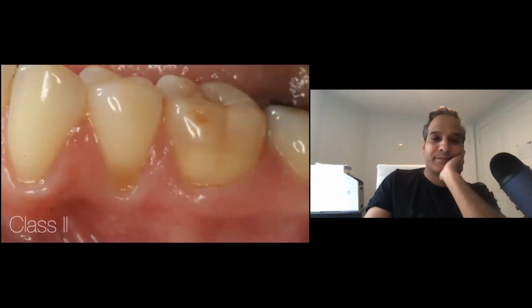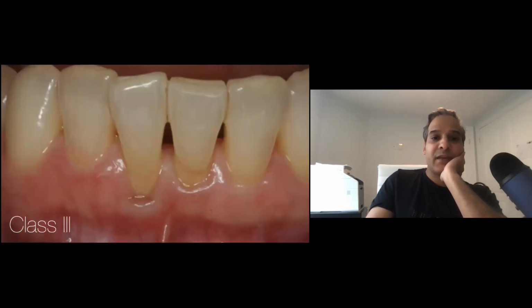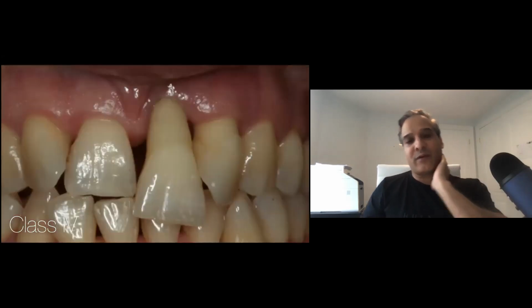This is a class 2, same like class 1, but here you can see the recession is going to the mucogingival junction. And in this case, you can actually probe past the junction. So this is considered a class 2. Class 3 here, again, you see a little bit of loss of papilla, some bone loss. And then class 4, advanced bone loss.